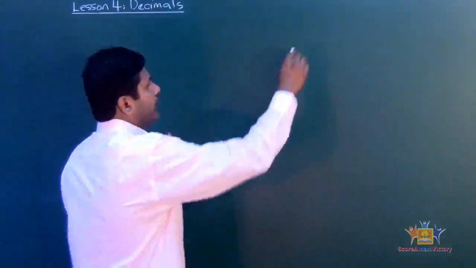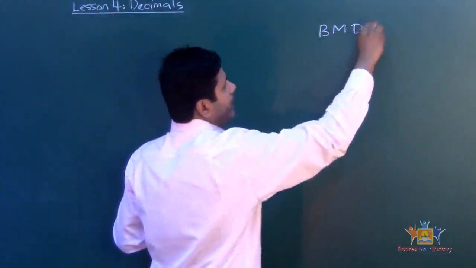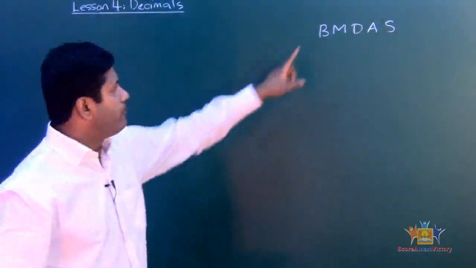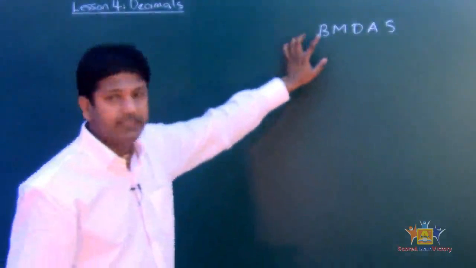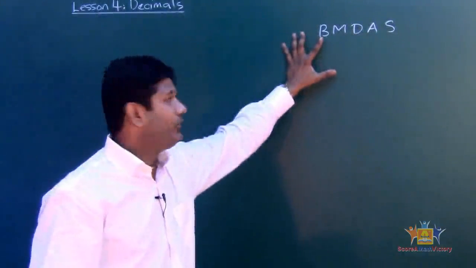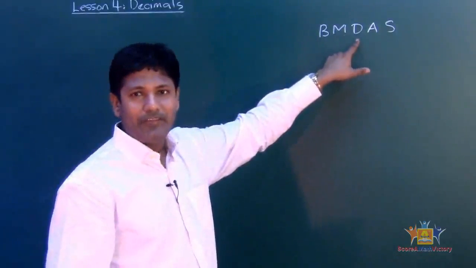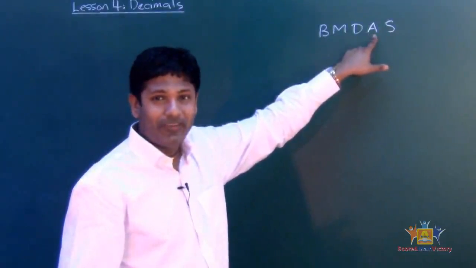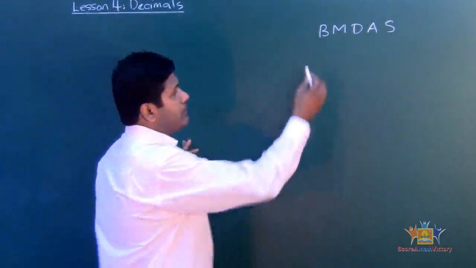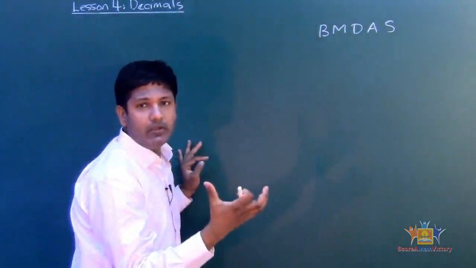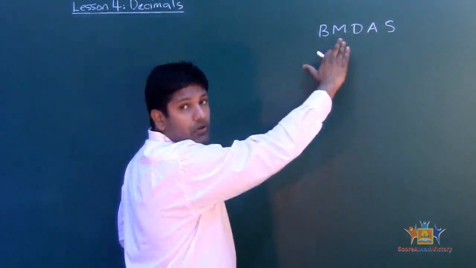So let's write down: BEDMAS. What does B stand for? Bracket. Very good. M stands for multiplication, D stands for division. And A stands for addition, and S stands for subtraction. That means bracket always has the priority. We give the bracket the top priority, followed by multiplication or division.